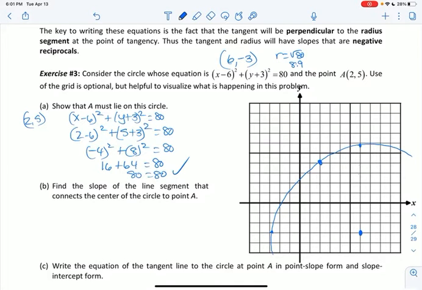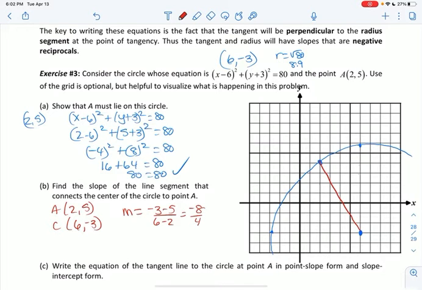Find the slope of the line segment that connects the center of the circle to point A. So point A is right here. So I want to find the slope of, I'll do it in a different color for us, that line that connects point A to the center of the circle. So A is (2, 5), and the center of the circle, which I'll call C, is (6, negative 3). So the slope is going to be negative 3 minus 5, I'm subtracting the y's, over 6 minus 2, I'm subtracting the x's. So negative 8 over 4, which is negative 2.